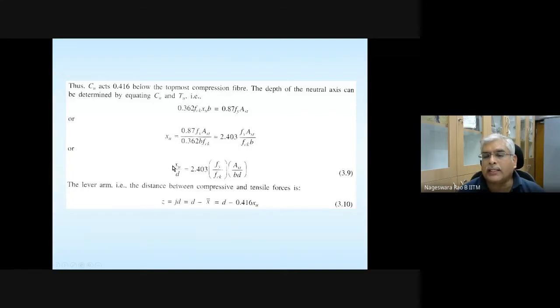Once you get the neutral axis depth, you can find the lever arm distance. Please take a note of all these equations. And if you have any questions, please raise them at this stage.